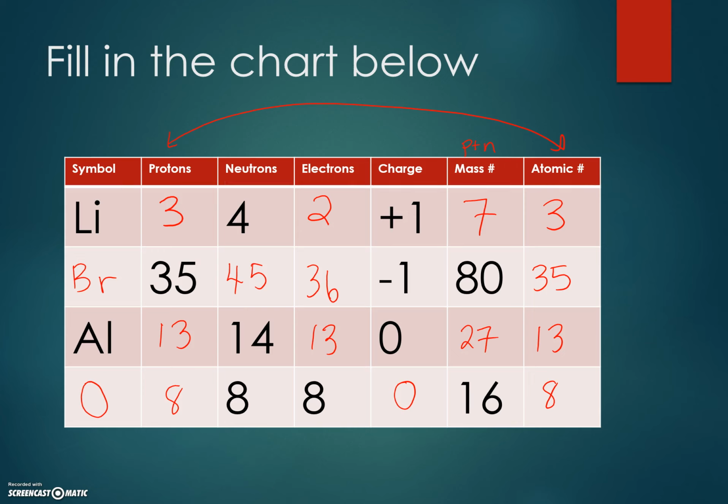My last one is oxygen. It has 8 protons. Again, my protons and electrons are the same, so my charge is 0, and my atomic number is 8.